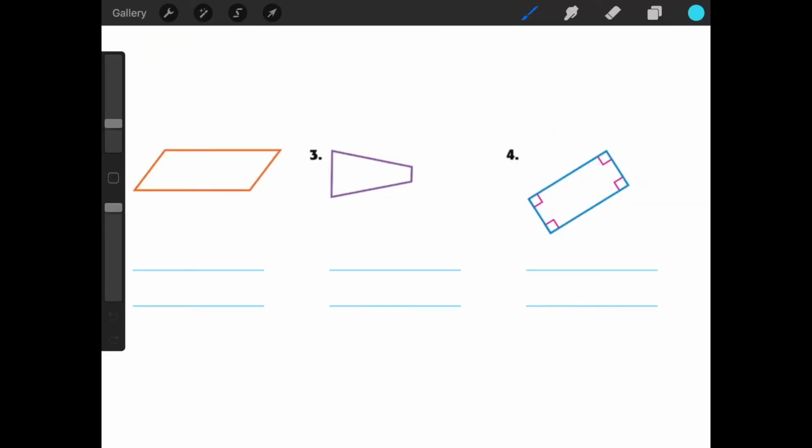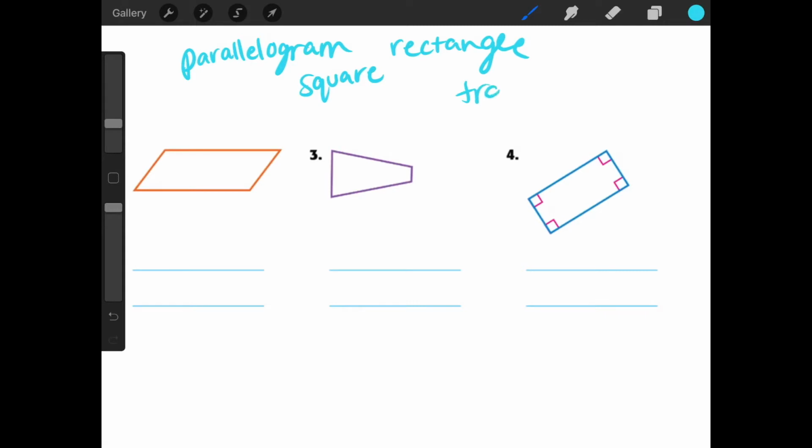All right, let's do some problems you can find on your homework. Come on, let's go. Okay, so we have our types. I'm going to write our types up here. We have our parallelogram. We have a square. We have a rectangle. And the trapezoid. So, our first shape here, we know it is not a square and it is not a rectangle because it does not have 4 right angles. And we know what a square and a rectangle look like. So, that leaves us with a trapezoid or a parallelogram.